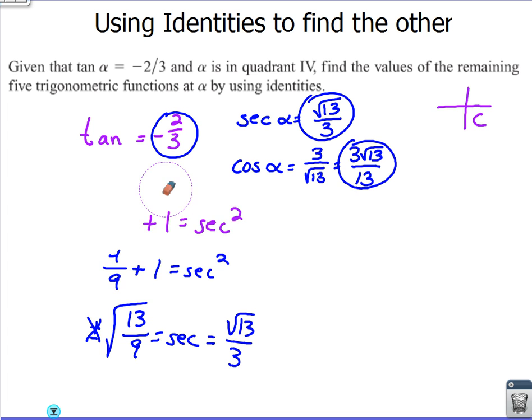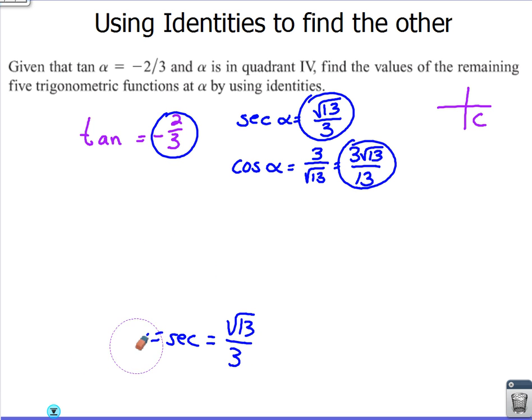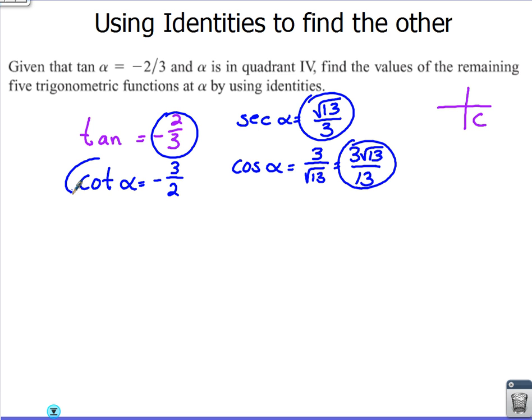Does anybody have another easy one we can get from tangent? Tangent automatically goes with what? Cotangent. If tangent is negative 2/3, then cotangent will be negative 3/2. Well, let's just circle that, because they're reciprocals of each other. So now we have tangent, cotangent, secant, cosine. We need sine and cosecant. And if I can find sine, I know all I have to do is flip it to find cosecant, because they're reciprocals of each other.